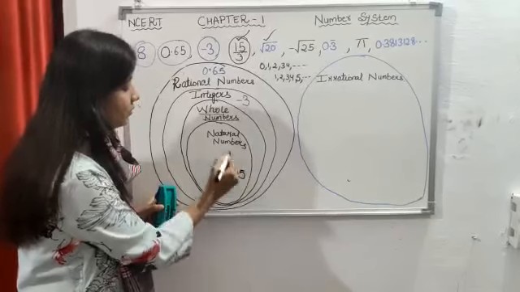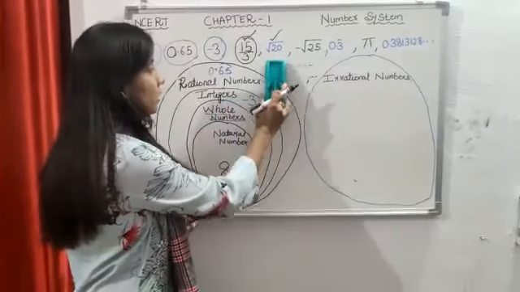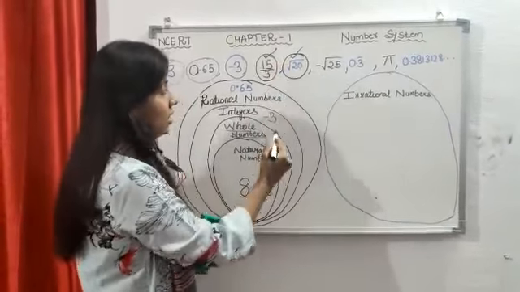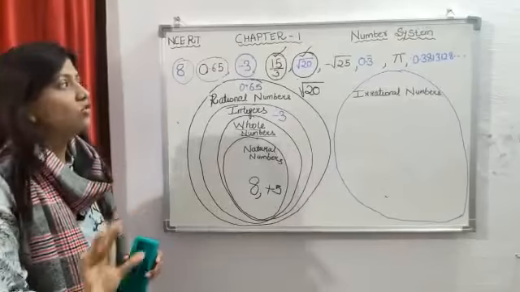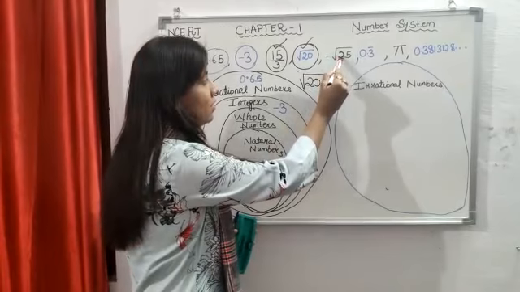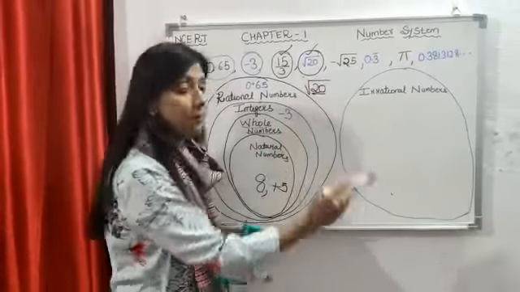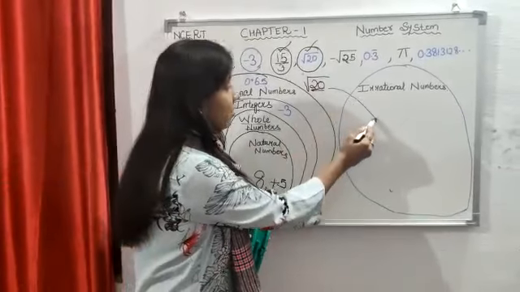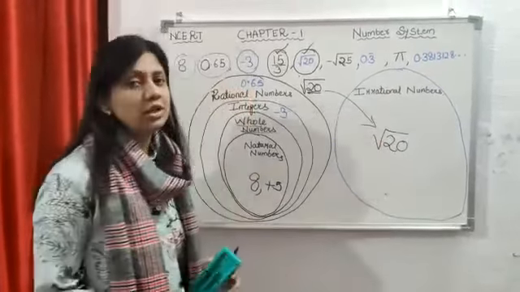Now the next number is root 20. This is a very interesting number. The square root of 20 is not the perfect square of any number, like 25. 25 is the perfect square of 5, but root 20 is not the perfect square of any number. So this is an irrational number. It will come in the family of irrational numbers.